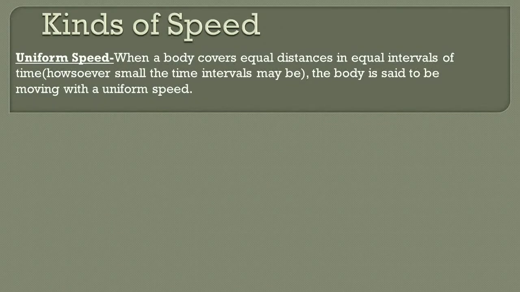A body is said to be moving with uniform speed if it covers equal distances in equal intervals of time, irrespective of the direction throughout its motion. That means when we talk about the speed, there is no need to mention the direction, only the magnitude, or we can say the numerical value is needed. So this is called the uniform speed.